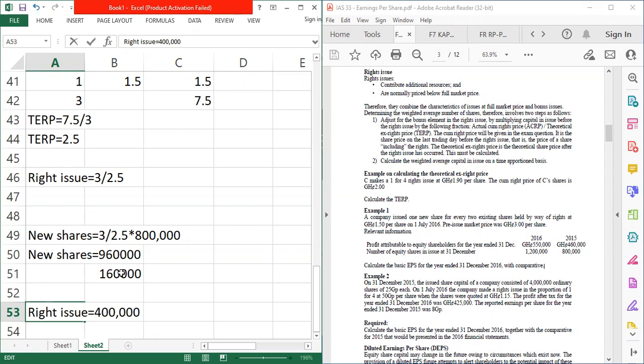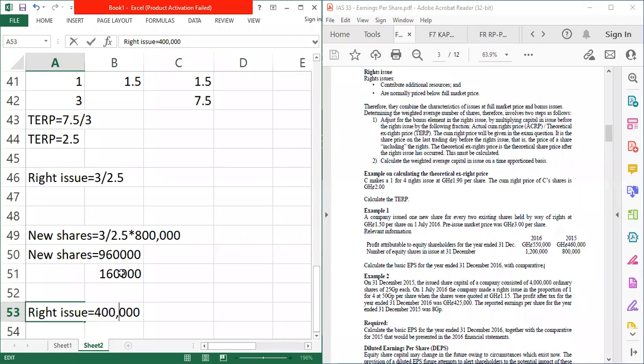Please, so the cum diff, 160 again. If you use the cum diff over 2.5 to multiply the shares that you have before the right issue, that is telling you the total shares at the beginning of the year. If that should be the total shares at the beginning of the year, it means that 160 of it is relating to a bonus issue.